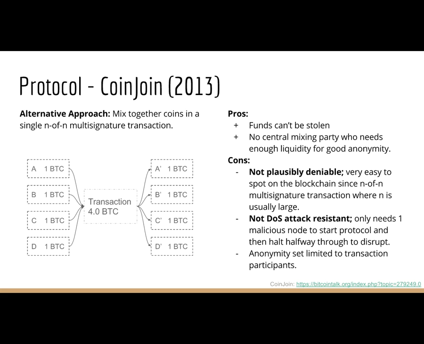The key thing with this construction is that the funds can't be stolen, and there is no centralized mixing party, like in Coinswap or Tumblebit, that needs a liquidity pool in order to provide anonymity. One issue though with CoinJoin is that it's not particularly plausibly deniable, and the reason is that these CoinJoin style transactions really stand out on the blockchain. When you have 100 inputs and exactly 100 outputs, all of the exact same amount, it really does stand out. So it's easy to develop heuristics to find these CoinJoin style transactions, and they're also not denial of service attack resistant, at least in this particular protocol.